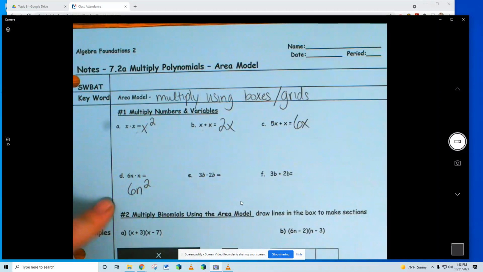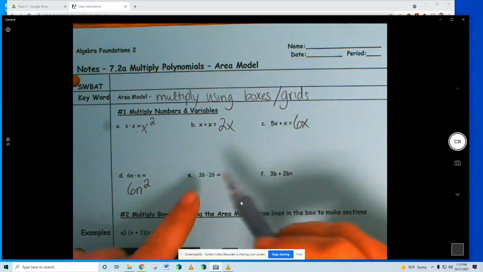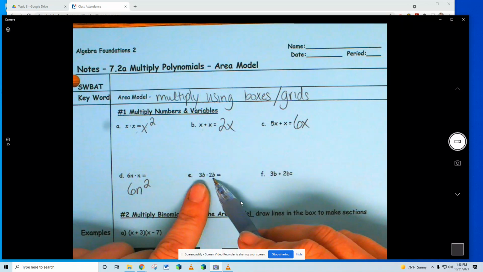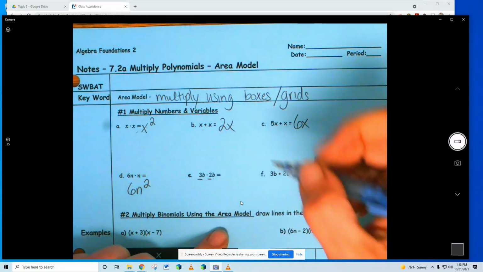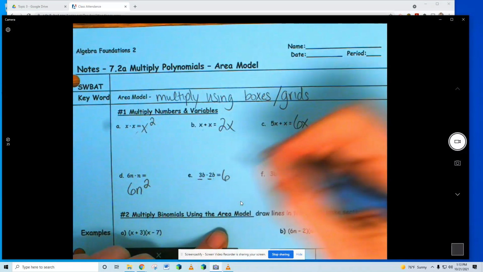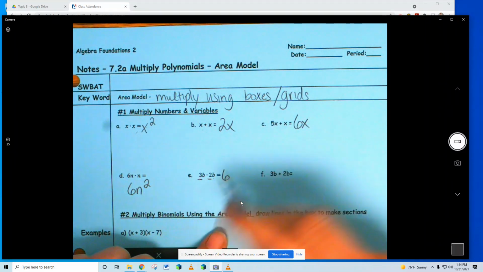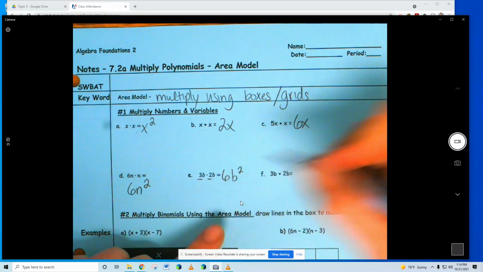All right. New people volunteering. If you've already helped, take a break. So I've got a 3b and a 2b. I do the numbers first. So someone, what's 3 times 2? 6. Yep. And then what about b times b? B squared. This seems like you guys got it.